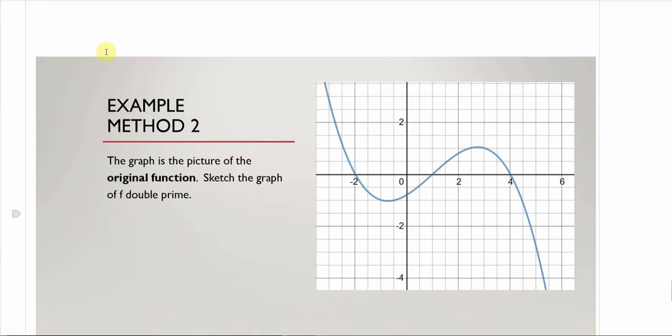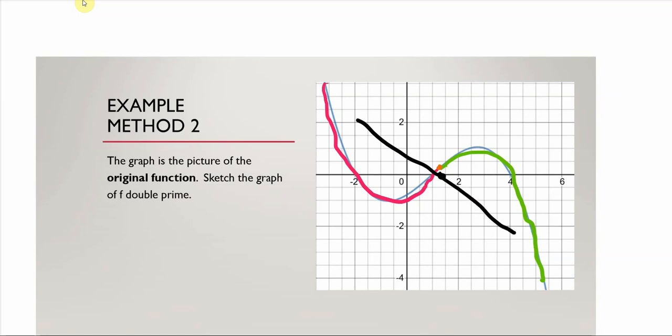Method number 2 is to find the points of inflection. Points of inflection are going to be where it changes concavity, where it changes from a U shape to an N shape. So right here it is considered to be a U shape, and about right here it starts to change to an N shape. So it's going to be an N shape like this. So where did it change concavity? It changed right there. So I'm going to put that point right there, and this is concave up, so it's going to be above, and then this is concave down, so it's going to be below. And that is the picture of f double prime.